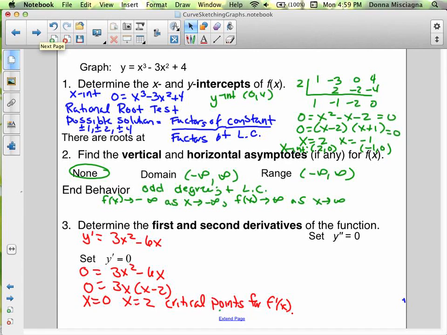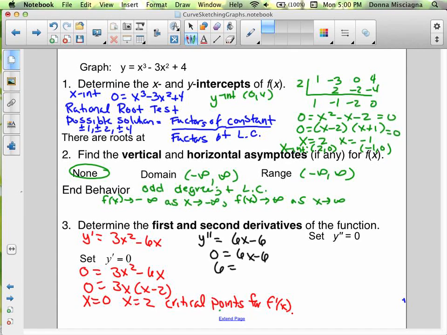Let's find the second derivative. So we have y double prime. That would be 6x minus 6. Set that equal to 0. So 0 equals 6x minus 6. 6 equals 6x, so x is 1. This is the critical point for the second derivative. Right?